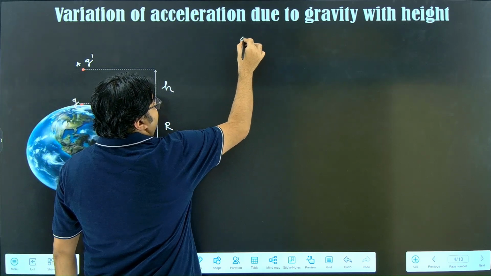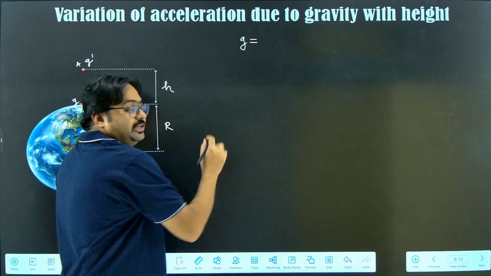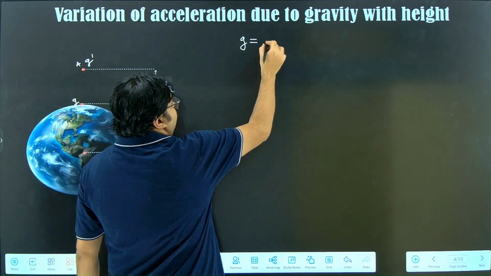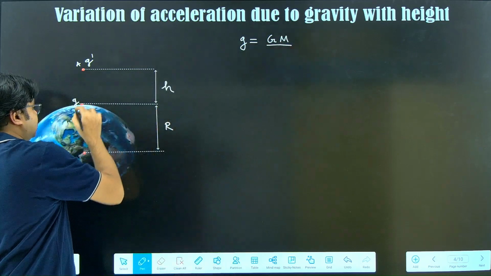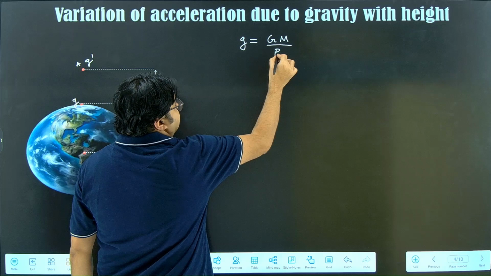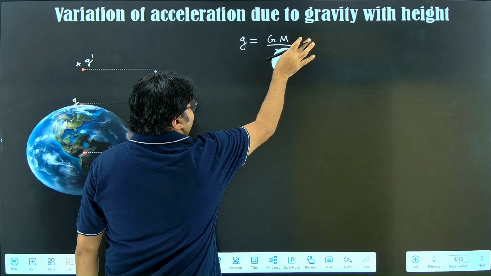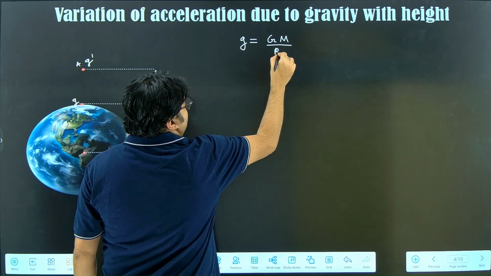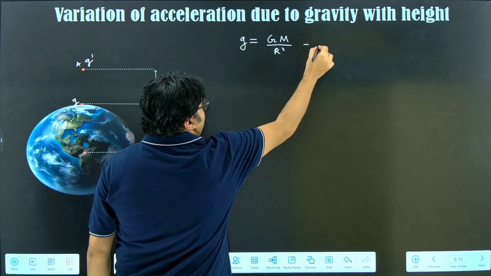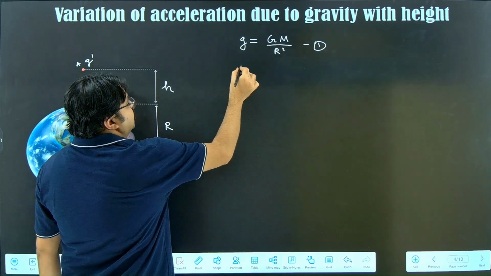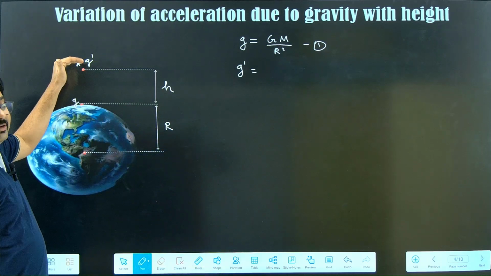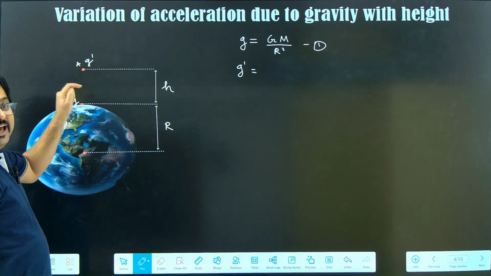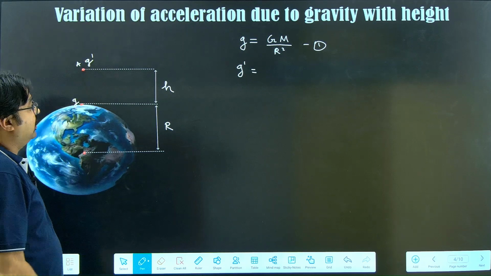From the regular equation for acceleration due to gravity that we just derived, g would become equal to capital G M divided by r square, where r is the radius of the earth. Maybe we should call that equation 1. And let's also write down an equation for acceleration due to gravity at that point A, which is g dash.